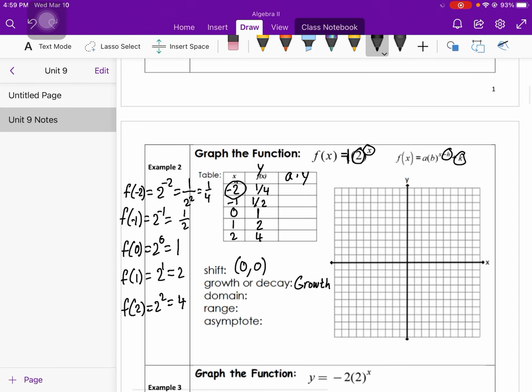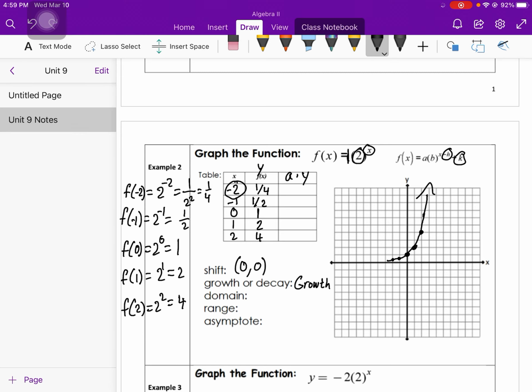Okay, so we're actually going to graph these. We're starting at 0, 0. So back 2, up 1/4. Then we're going to go back 1, up 1/2. Just do as close as you can. 0, 1, over 1, up 2. And then over 2, up 4. And as you can imagine, it's going to get really large really fast.